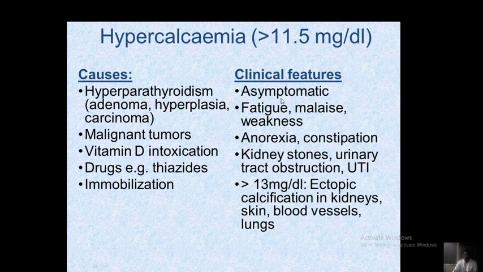So the clinical features: sometimes it's asymptomatic, or maybe mild fatigue, malaise, weakness, sometimes anorexia, constipation. These are the general features. The patient may land up with kidney stones and ectopic calcification in the kidney, skin, blood vessels, and sometimes lungs, which is very uncommon.